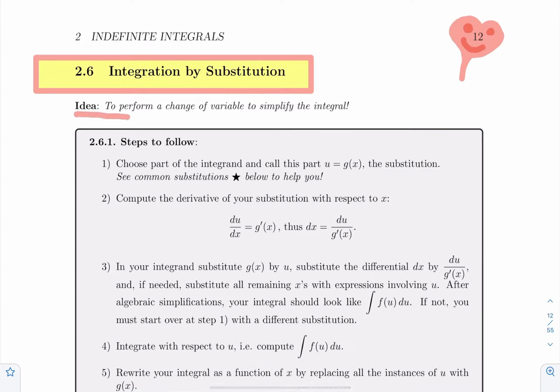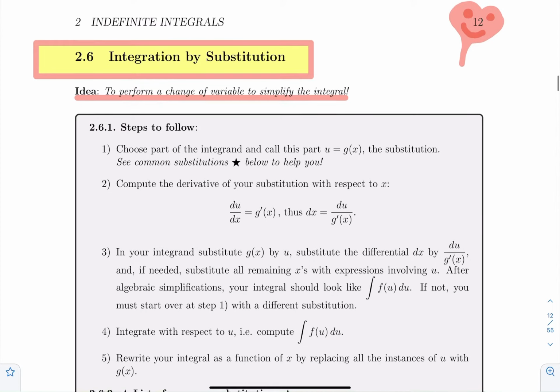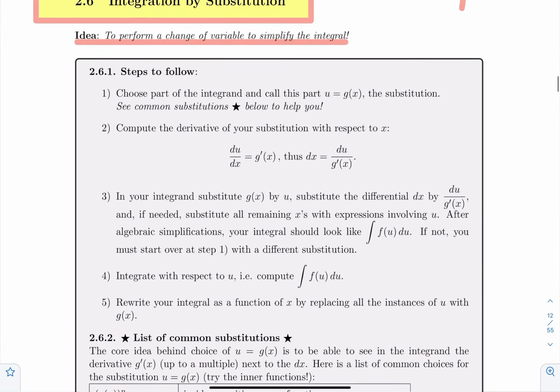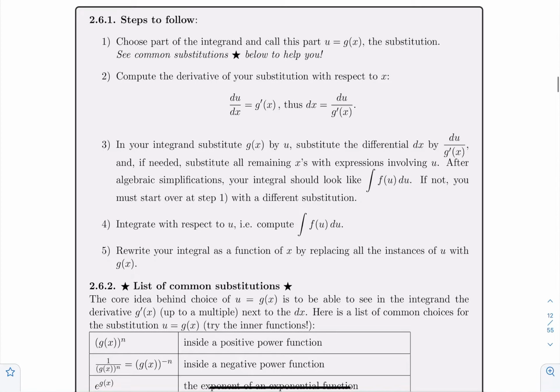So you start with something really complicated, but you want to make it simpler by making a change of variable. I'm going to, of course, present the technique itself first, but I think the best way to truly assimilate the technique is by looking at some examples. But we're going to go over the core points of how you integrate something using a substitution.